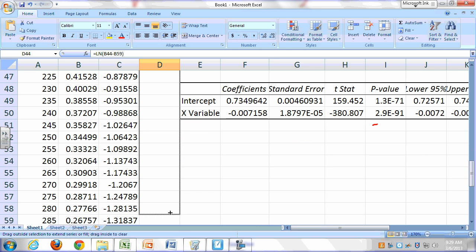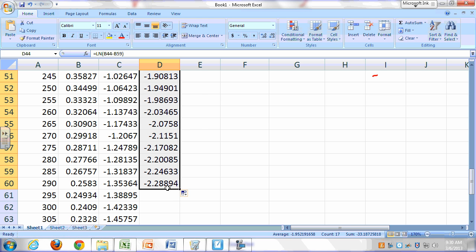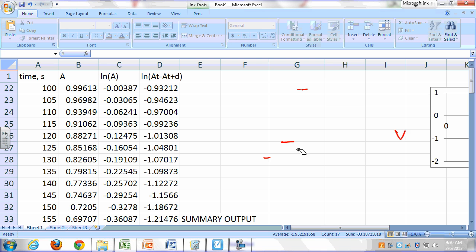You can, but the nice thing about the method of Guggenheim, if there's an offset in your data, like if there's a systematic error, so the absorbance that you actually read is just concentration times a constant plus another constant, a constant offset, then this is a useful thing to have. Okay. So this is ln of A at time t minus A at time t plus delta. So this time what I'm going to do is I'm going to plot that versus time.